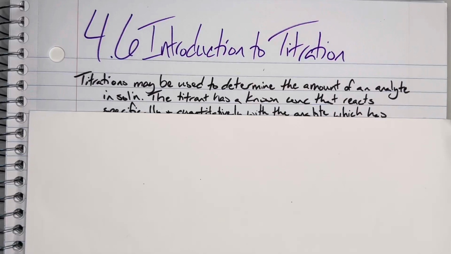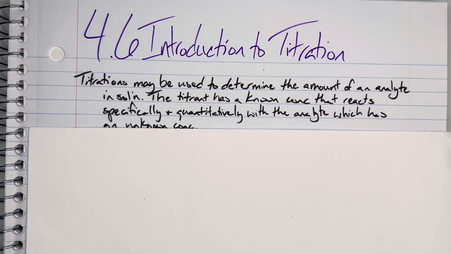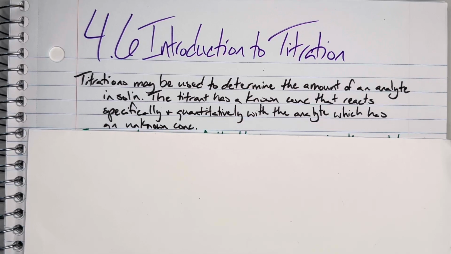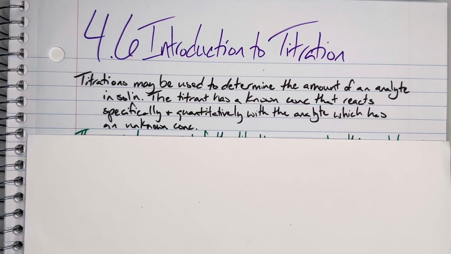AP Chemistry, Unit 4.6, Introduction to Titrations. Titrations can be used to determine the amount of an analyte within a solution. The titrant has a known concentration that reacts specifically and quantitatively with the analyte that has an unknown concentration.